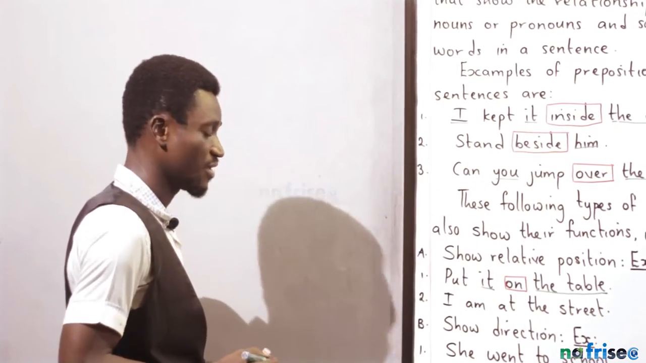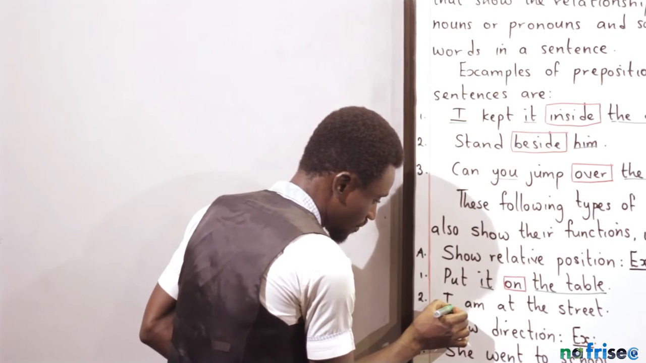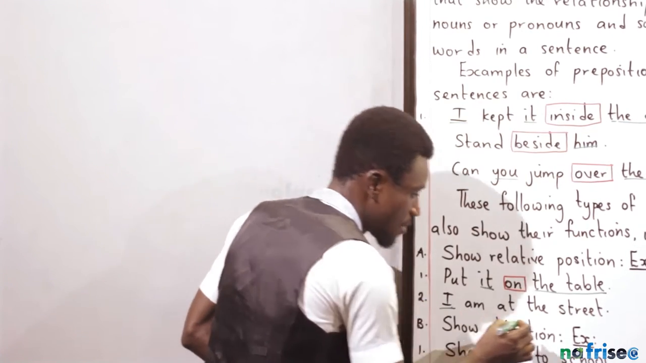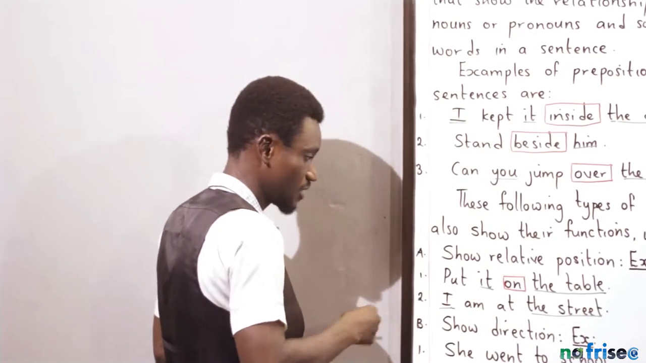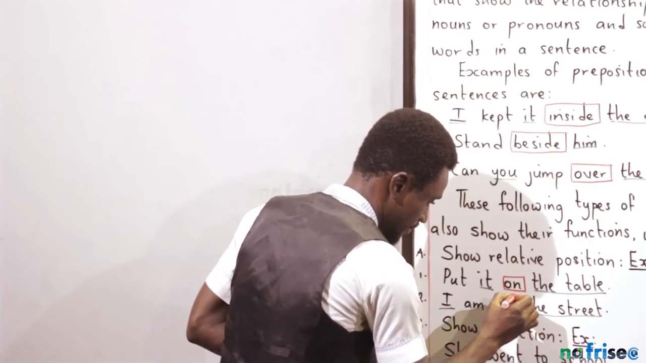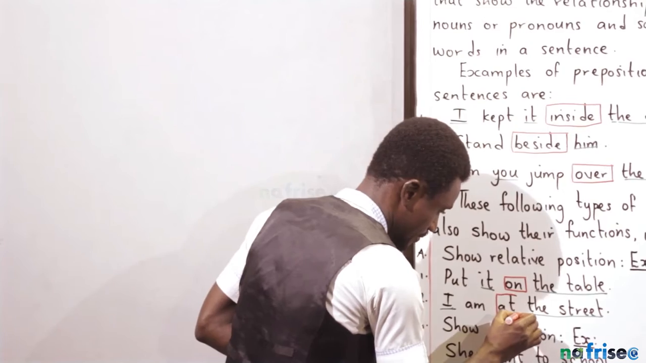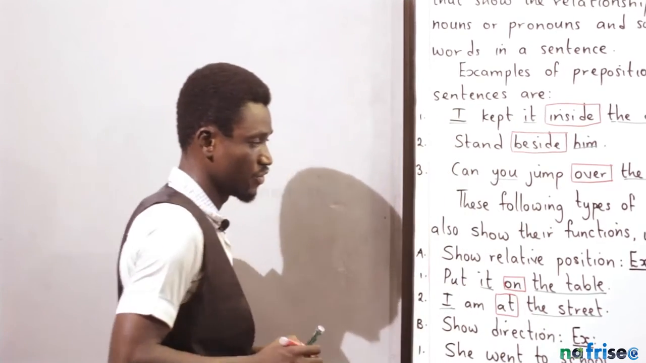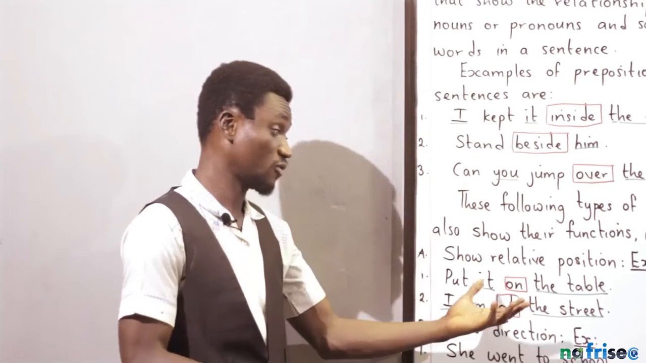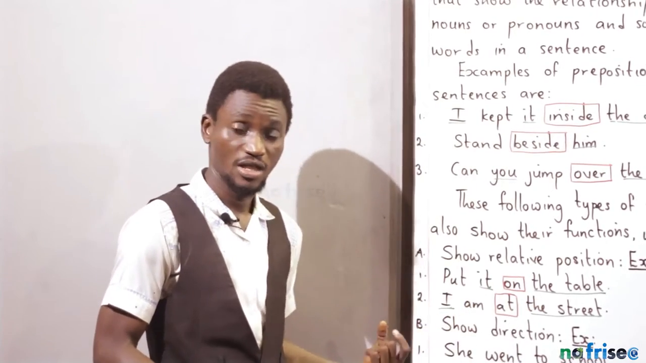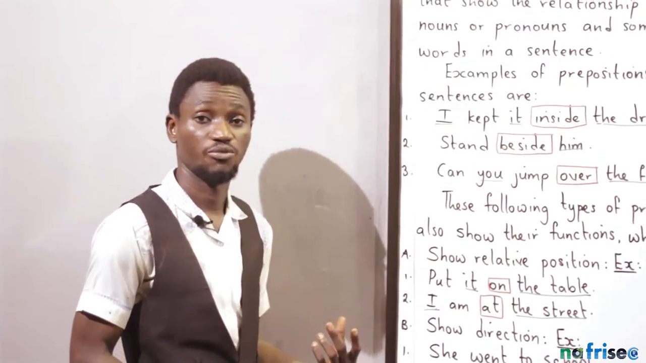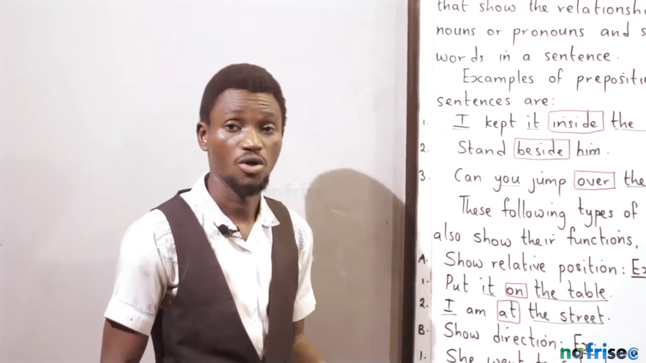Then look at example 2. I am at the street, okay? We've got this pronoun I, and we've got the street, which is a noun. So the relationship between the two is what? At. So these types of preposition obviously show relative position, the position at which one particular noun or pronoun is to the other noun or pronoun.